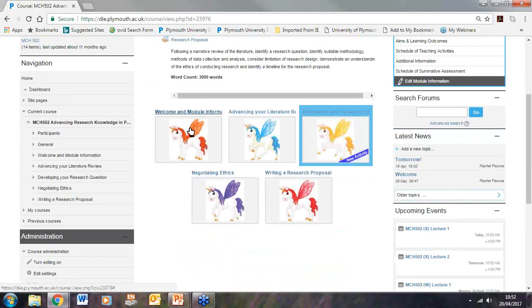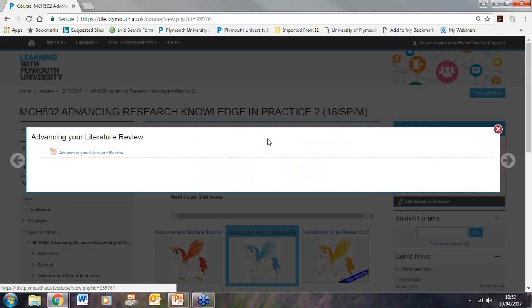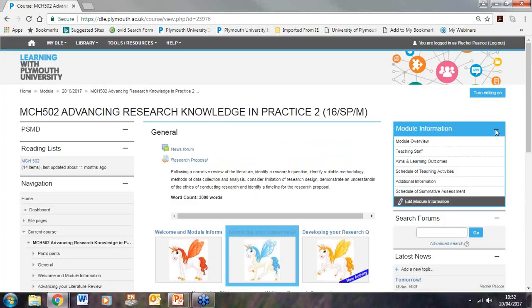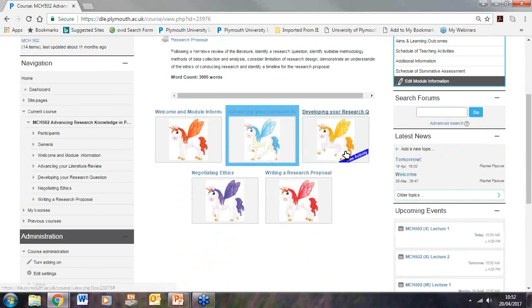So we've got the red unicorn has got the module information, blue unicorn has got the advancing literature review, which will be uploaded when we've done that this afternoon. We've got our research question and research methodology under the gold unicorn. Ethics for purple, and pink is writing a research proposal.